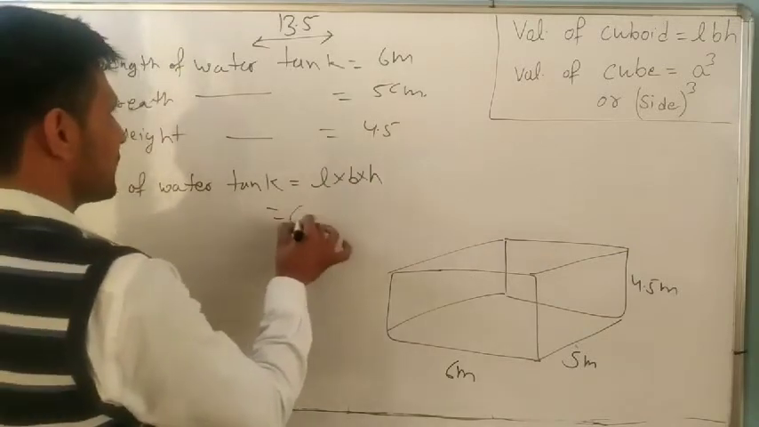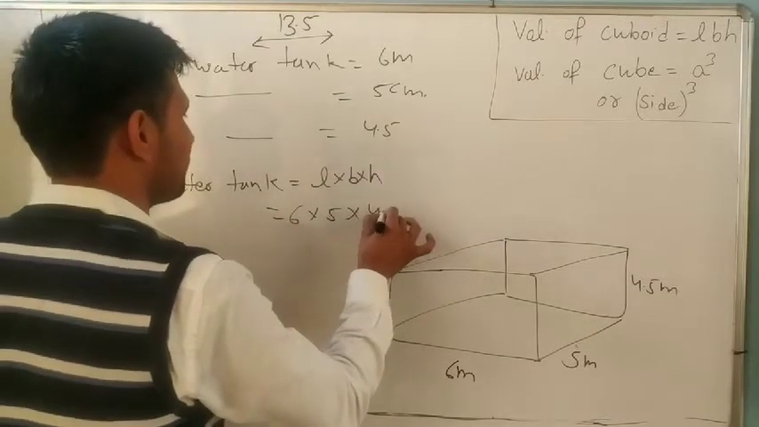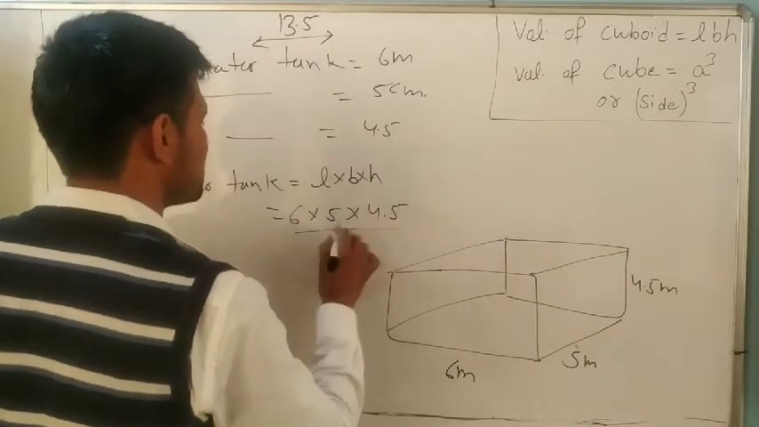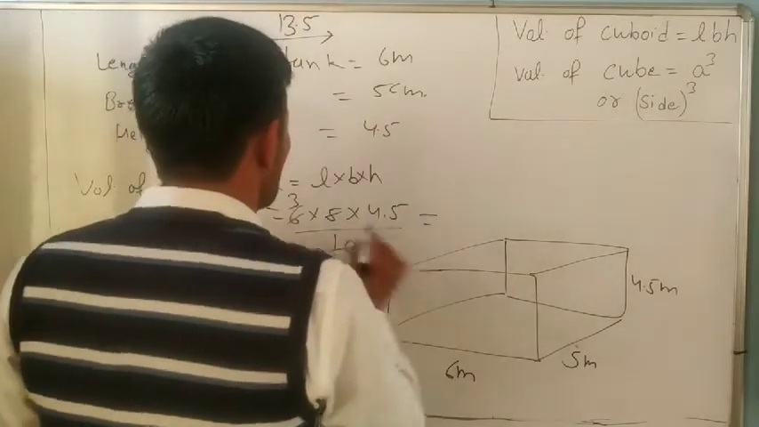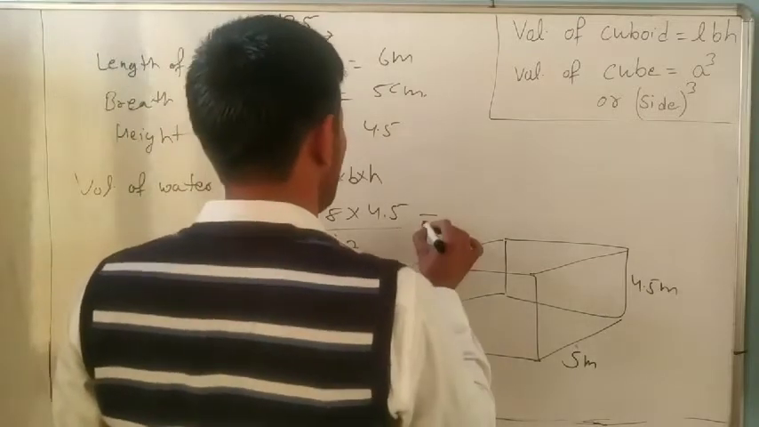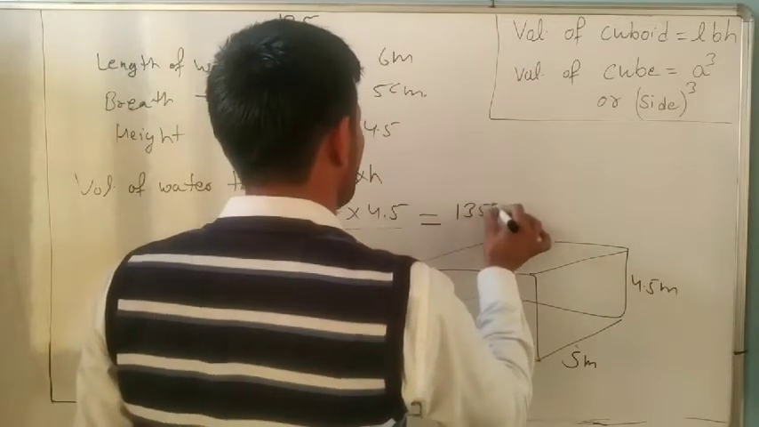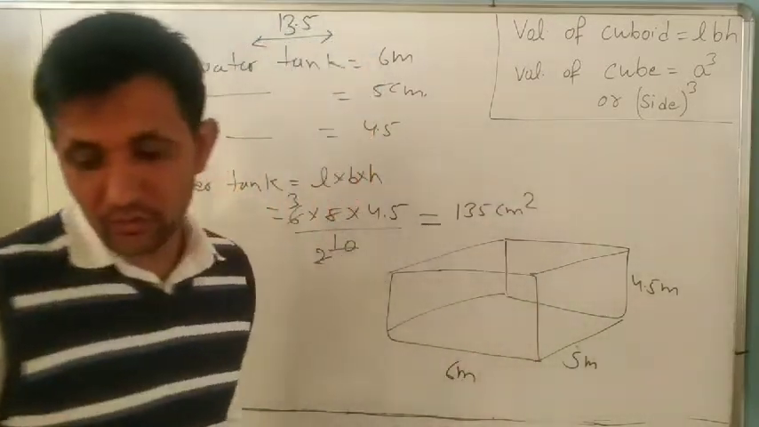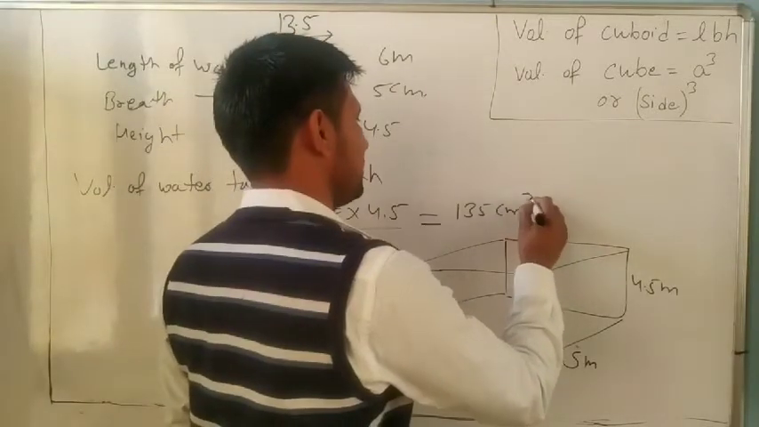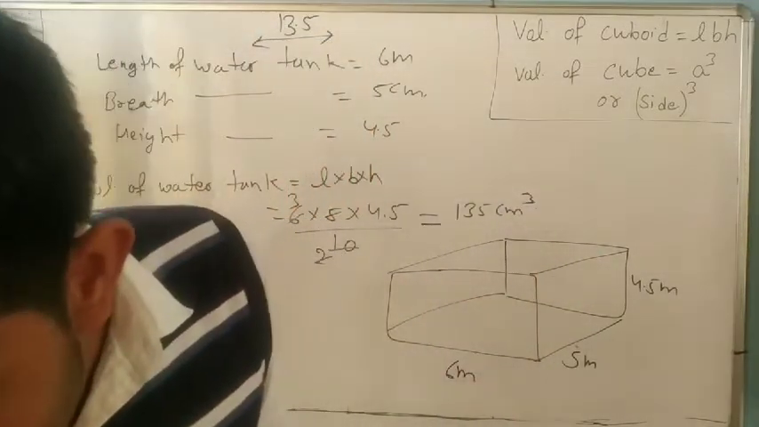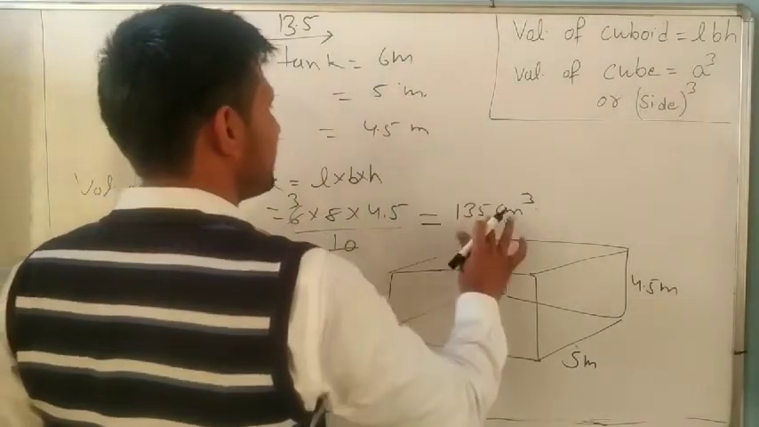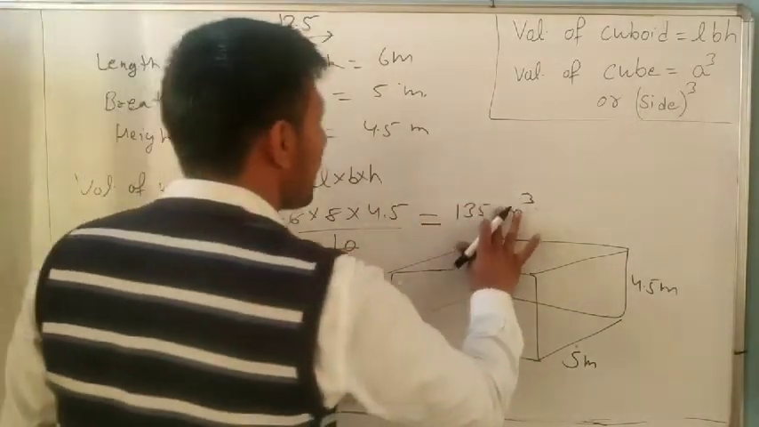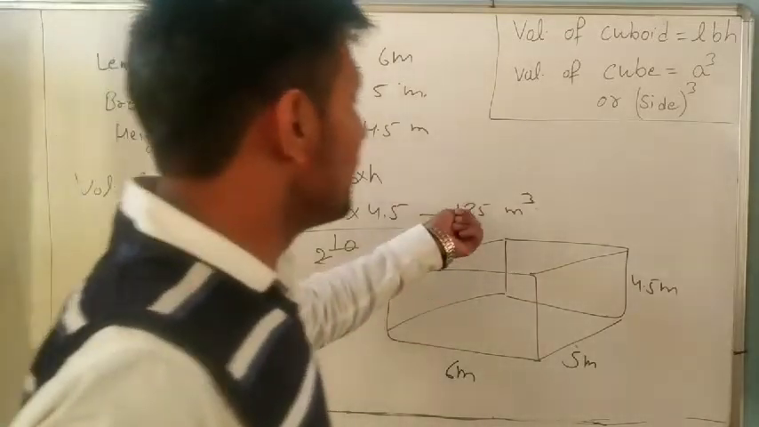So L into 6 into 5 into 4.5, remove the decimal. So what is 45 into 3? 135 cubic meter. Okay, these are given in meters, not centimeters, sorry, it is meter and meter cube. Now we have to find how much it can hold.